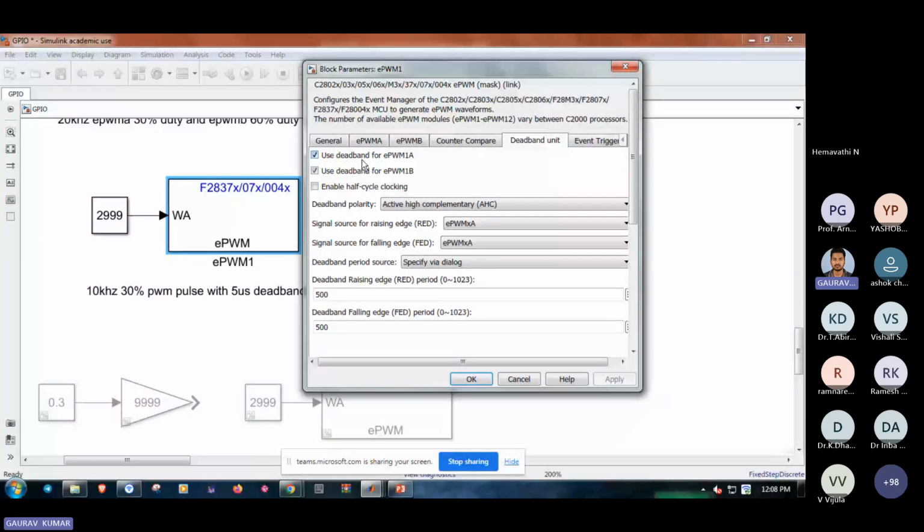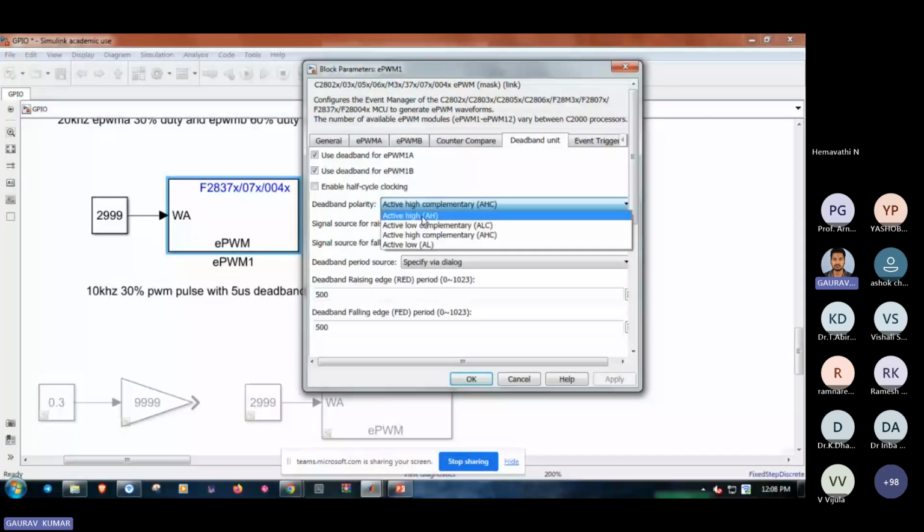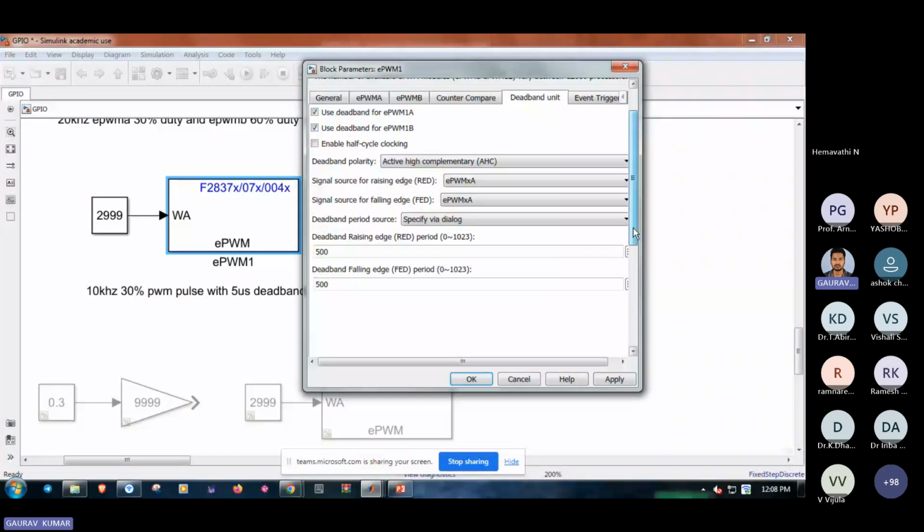Here you can see the deadband polarity is there. I have told you there are 4 types of deadband polarities: active high complementary, active low complementary, active high, and active low. I have selected active high complementary. Then for rising edge delay you have to select PWM, and for falling edge delay. Okay, now to select the value, see this slide.